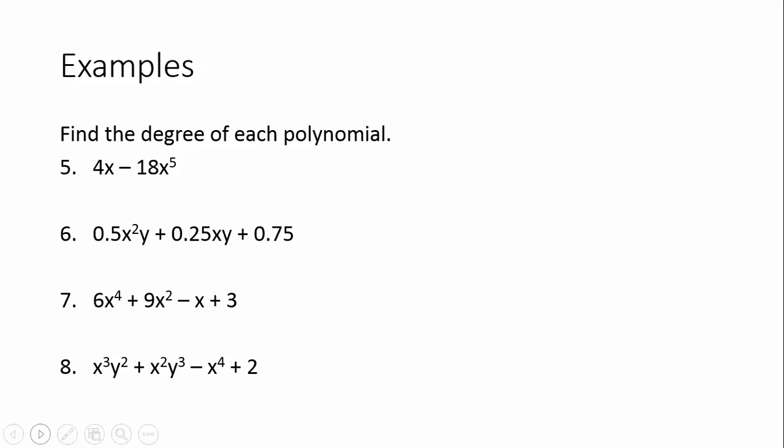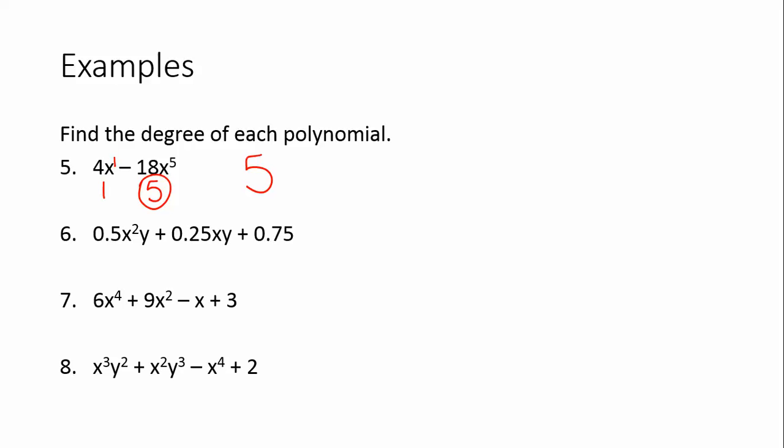So here I just want you to find the degree of each polynomial. Remember, the degree of the polynomial matches the term that has the highest degree itself. So that 4x is 4x to the first. This term has a degree of 1, and the second term, the negative 18x to the fifth, has a degree of 5. So the degree of the entire polynomial is 5. It matches the highest termed degree.